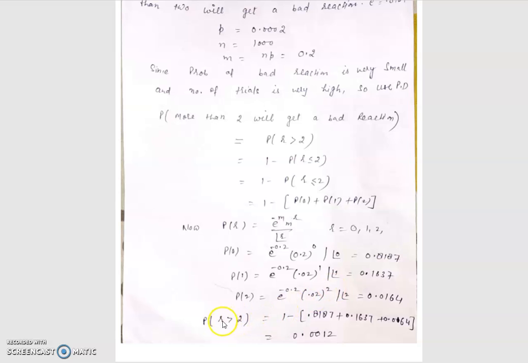So the probability that more than 2 will get a bad reaction is 1 minus P0, where P0 is 0.8187, plus P1, which is 0.1637, plus P2, which is 0.0164. Then the probability that more than 2 will get a bad reaction is 0.0012.